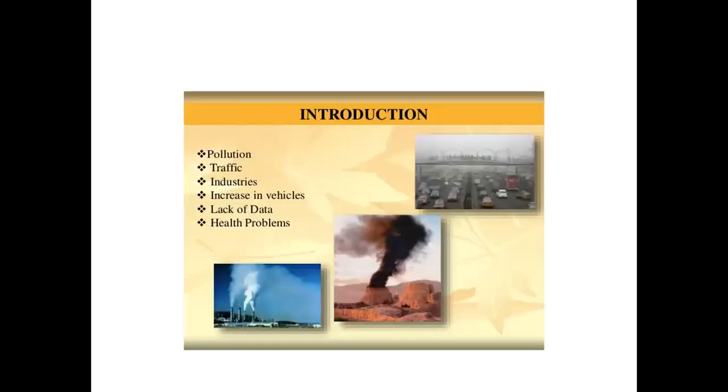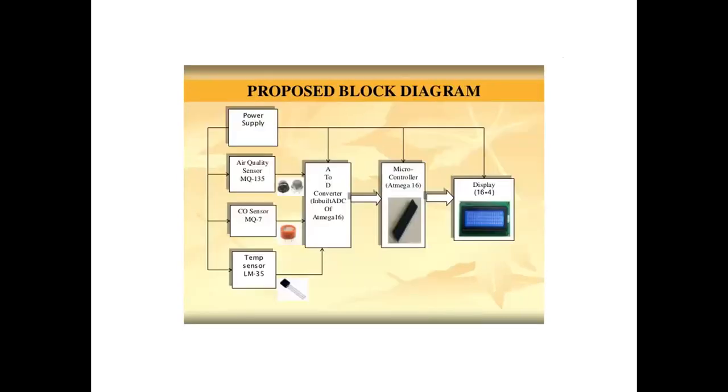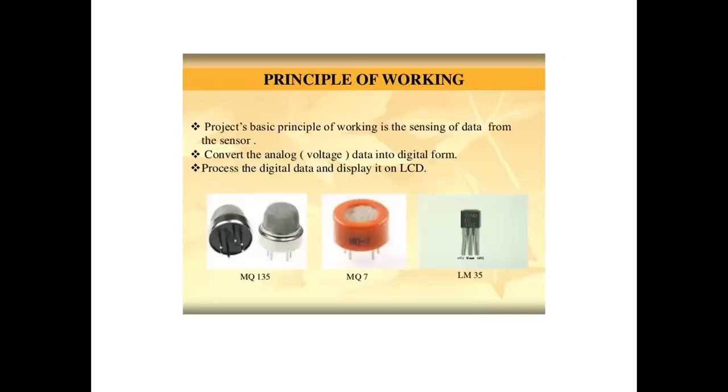So this is about pollution, traffic, industries, increase in vehicles, lack of data, and health problems. Now the block diagram: over here we have the power supply. We'll have air quality sensors, carbon monoxide sensors, and temperature sensors, all of which are converted by the inbuilt ADC of the ATmega16. Then it goes to the microcontroller and we'll have a final display.